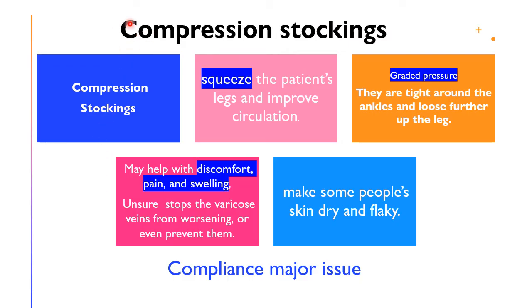Now we come to a bit more details of these compression stockings, which is a very commonly used method for treating varicose veins. These compression stockings are also known as graded pressure stockings. The pressure at the lower end of the stockings is much higher compared to the one at the thigh. The purpose or the mechanism is to squeeze the patient's legs and improve the circulation and venous return to the heart. As I said, they are graded. They are tight around the ankles and looser further up along the leg and thigh.